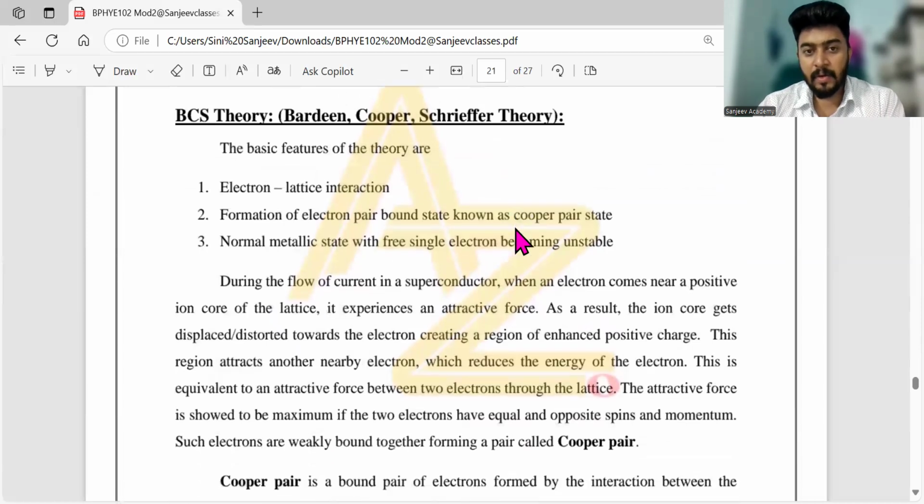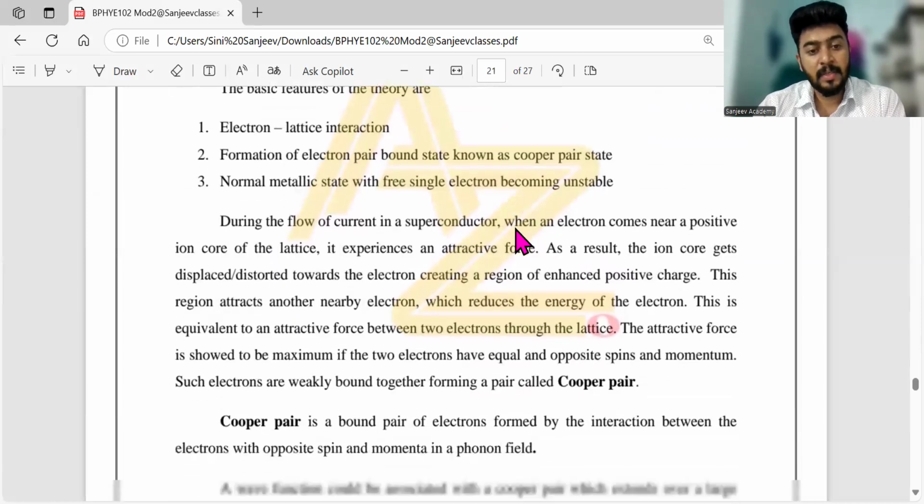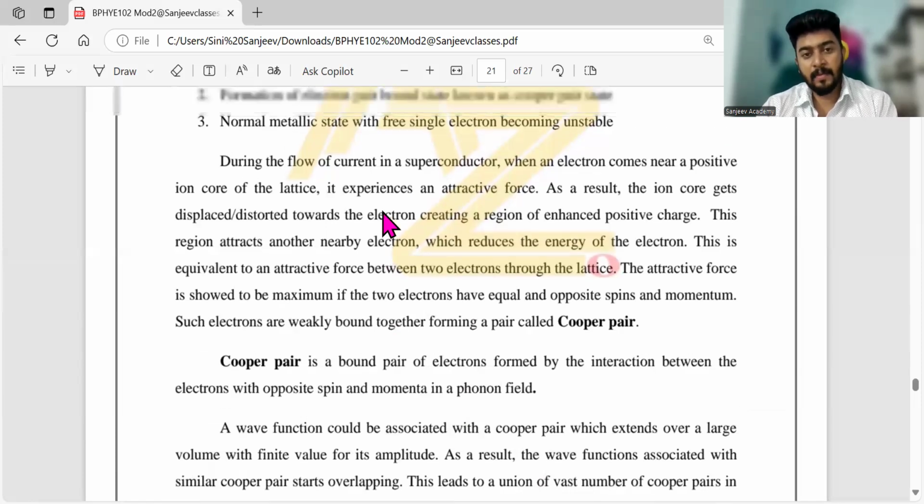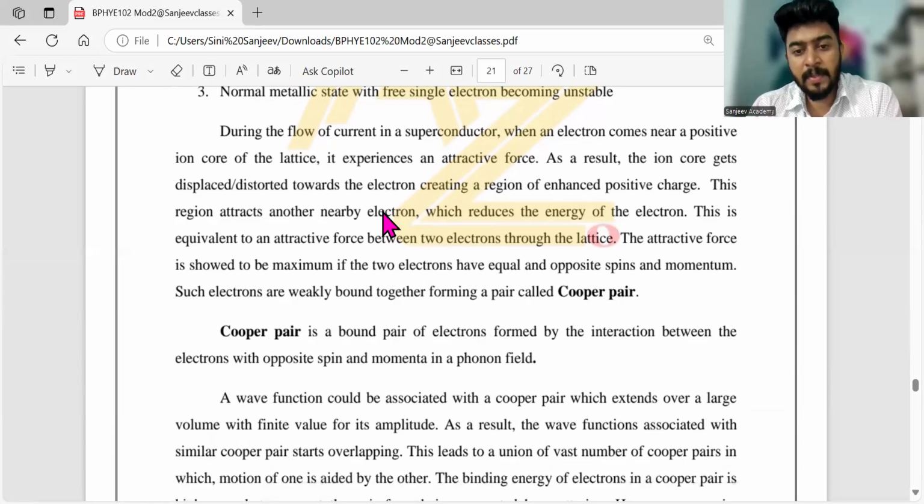BCS theory, Bardeen Cooper Schrieffer. BCS theory is important. This is basically electron-lattice interaction, formation of electron pair bond known as Cooper pair state, and the normal metallic state with free single electrons becoming unstable. So a Cooper pair is nothing but interaction between electrons with opposite spin and momenta via a phonon. This we have already learned in class 12 in the semiconductor chapter. Phonon might not be there, but the other things will be there.